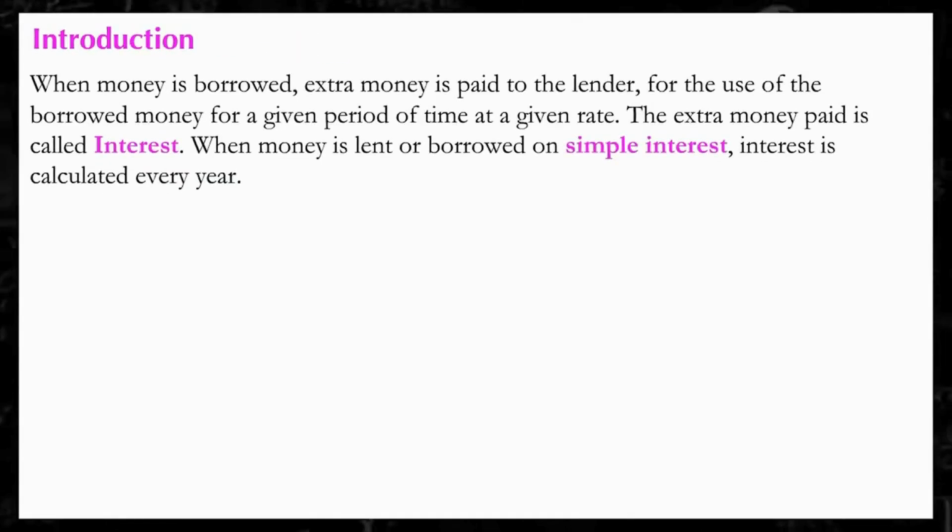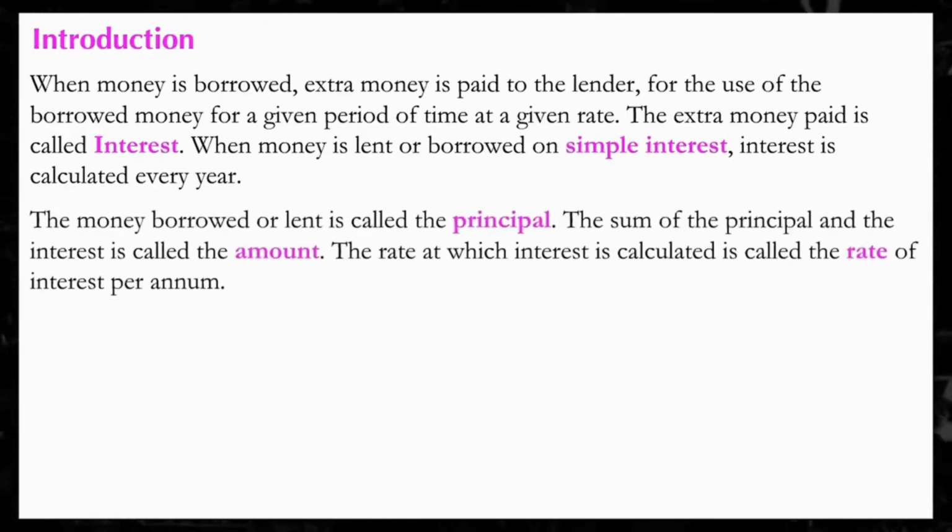Introduction. When money is borrowed, extra money is paid to the lender for the use of the borrowed money for a given period of time at a given rate. The extra money paid is called interest. When money is lent or borrowed on simple interest, interest is calculated every year.